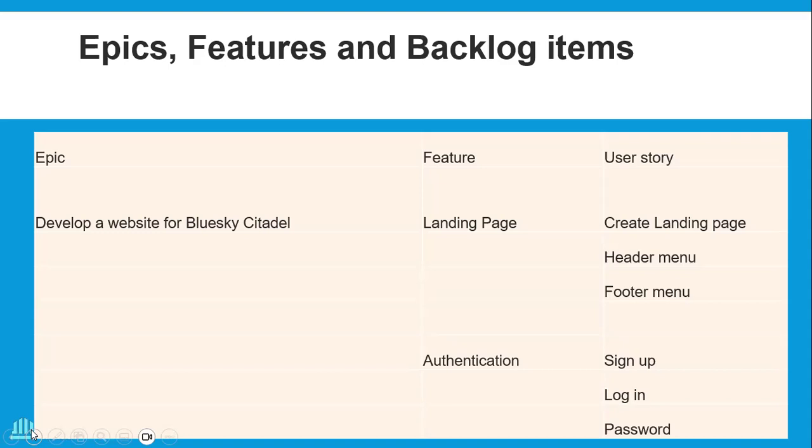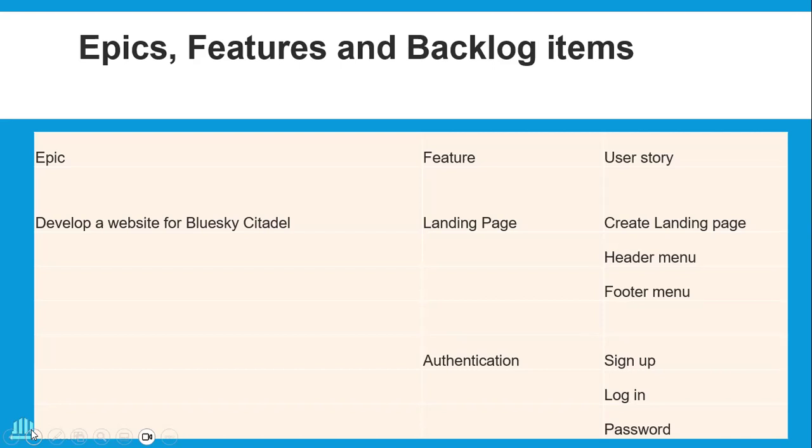What does this epic say? Develop a website for Blue Sky Citadel. This is how it happens in real life when you're talking about epics, features, and user stories. Your product owner has come to tell you something. Please pay attention, because some of you will be speaking to your product owners at some point, or some of you might have even spoken to them. This is how you break down the information that you receive.